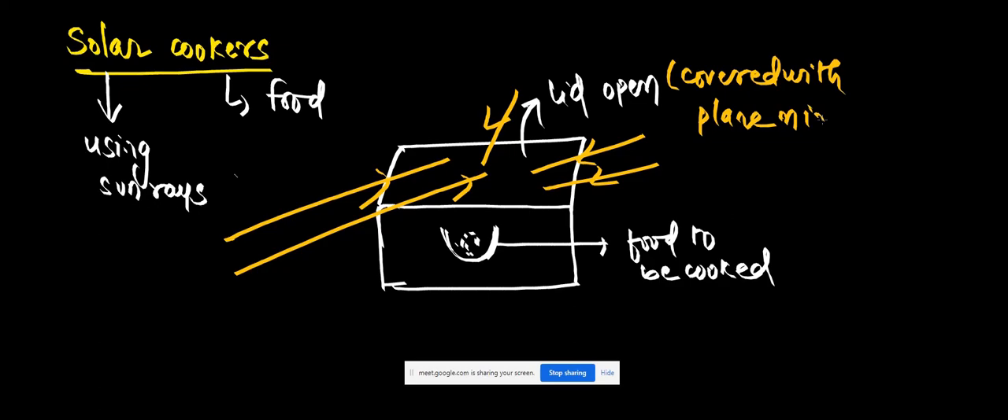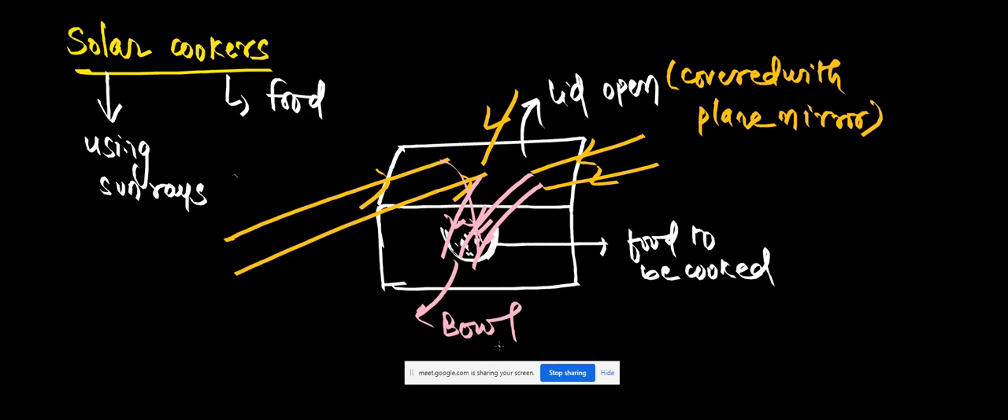So what will the mirror do? It will reflect the rays. All those rays will be reflected, and we just keep the lid in such a position that all the reflected rays will fall into the container, this bowl. We just make sure that all the reflected rays fall into the bowl. Then what happens? More sun rays entering means more heat energy supplied, and the food will be prepared.